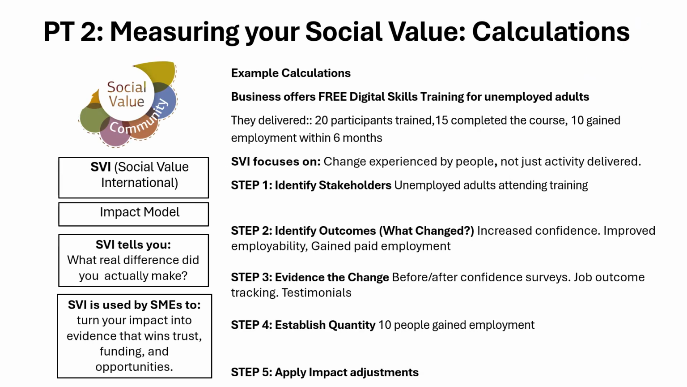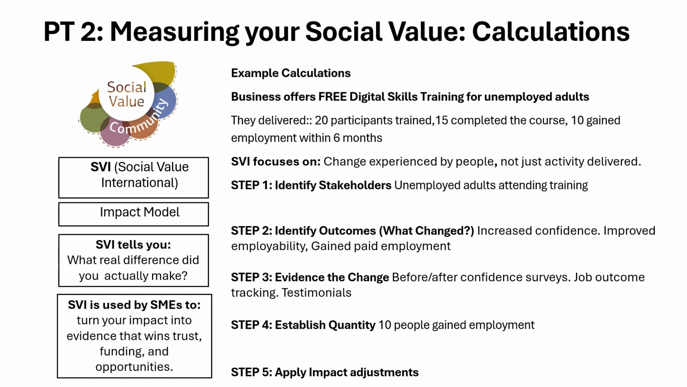So using the SROI model, let's explore this example calculation. An example given is a business offers free digital skills training for unemployed adults. The organisation delivered training to 20 participants, of which 15 completed the course and 10 gained employment within a 6-month period. So SROI would focus on the change experienced by people, not activity delivered.